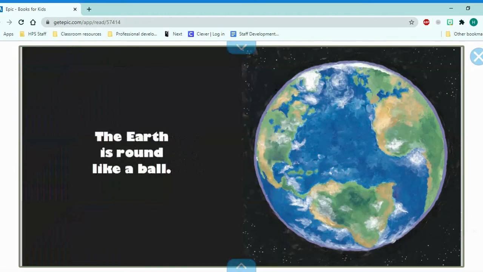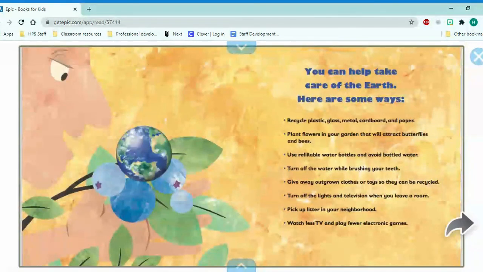The earth is round like a ball. We live on a ball. The end.